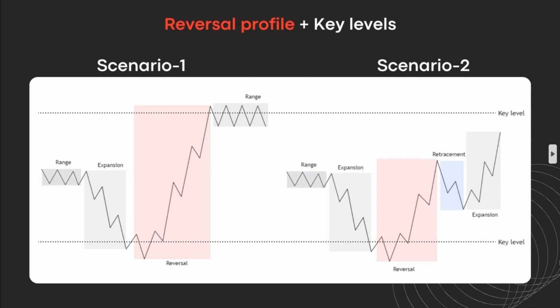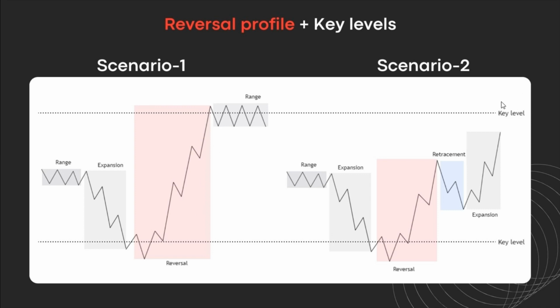Now let's move on to another combination of market profiles and key levels, and that is the combination of reversal profiles and key levels, right? Now in this case we've got two key levels right here, one above and one below. First of all, you can see that we were inside of our range, and then we had an expansion profile, and that expansion profile tested a key level. So we're going to expect and anticipate a reversal profile straight away.